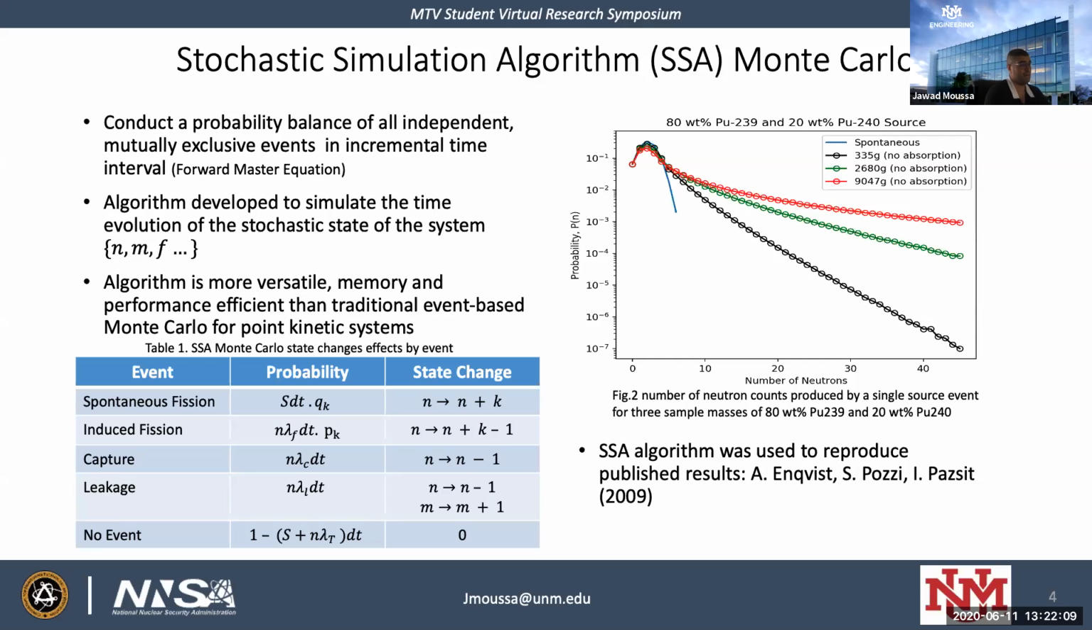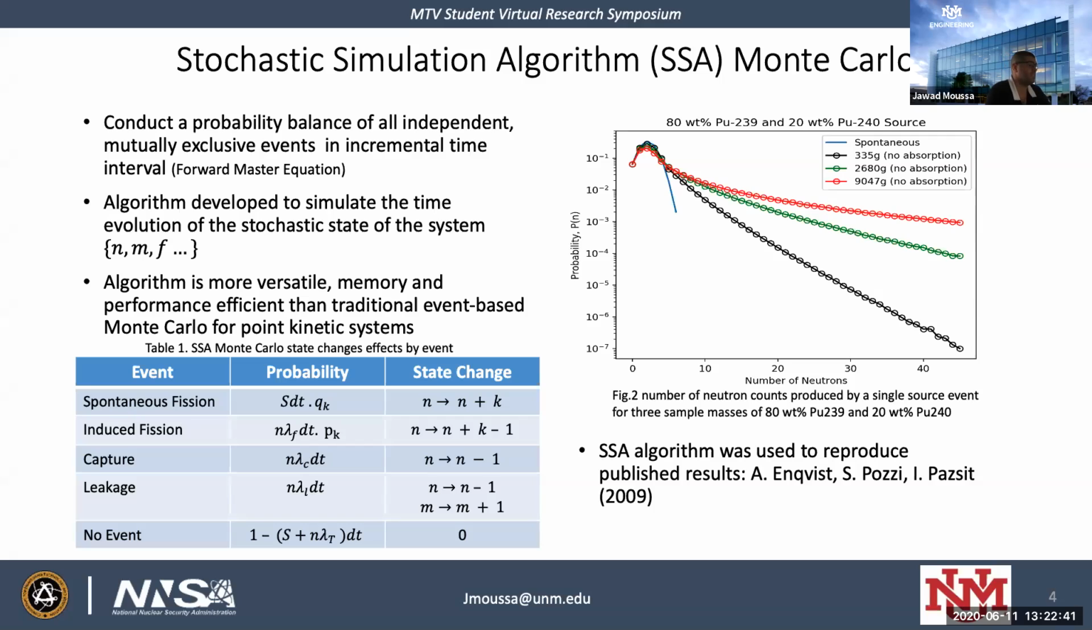From that probability balance, we developed an algorithm known as the stochastic simulation algorithm. By no means were we the first ones to develop the theory behind this algorithm, but it's definitely the first time it's been applied to this space, using it to look at the neutron counts for the purpose of nuclear safeguards.